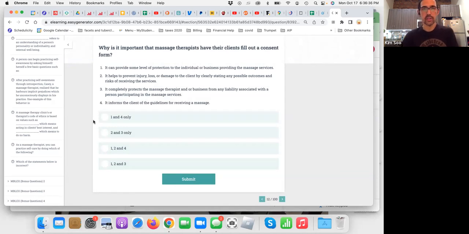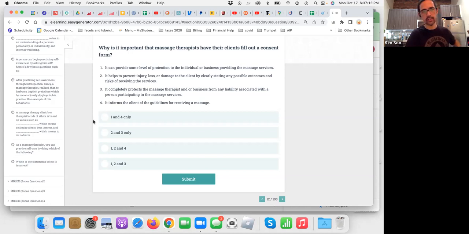Why is it important that massage therapists have their clients fill out a consent form? 1, it can provide some level of protection to the individual or businesses providing the massage services. Number 2, it helps to prevent injury, loss, or damage to the client by clearly stating any possible outcomes and risks of receiving the services. Number 3, it completely protects the massage therapist and or business from any liability associated with a person participating in massage services. Number 4, it informs the client of the guidelines for receiving a massage.